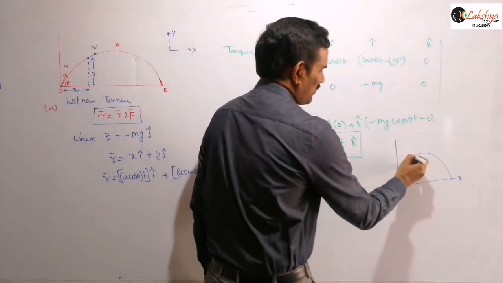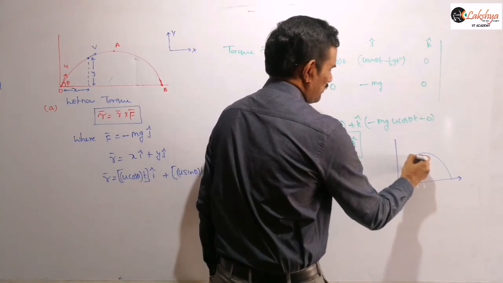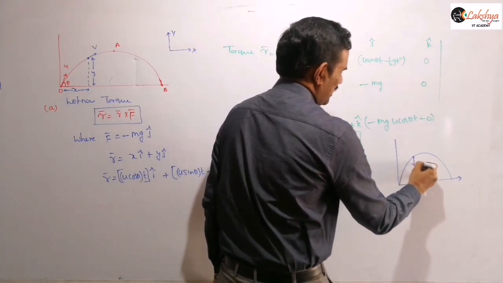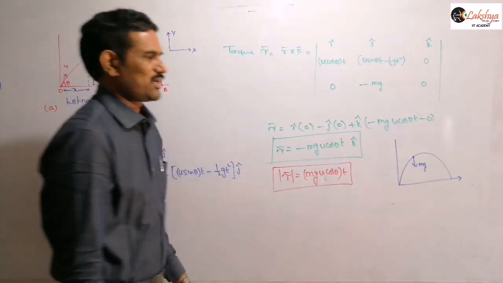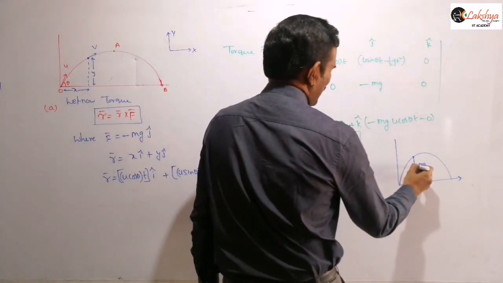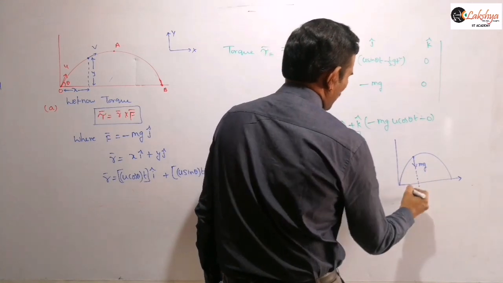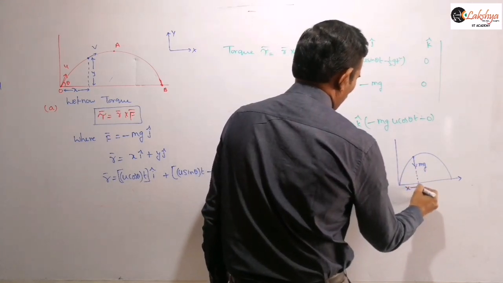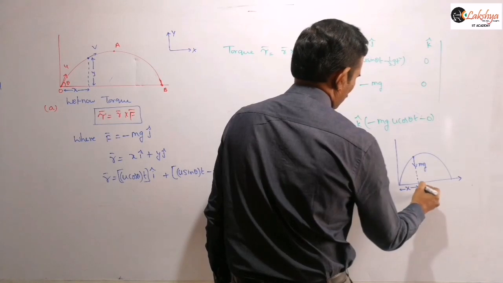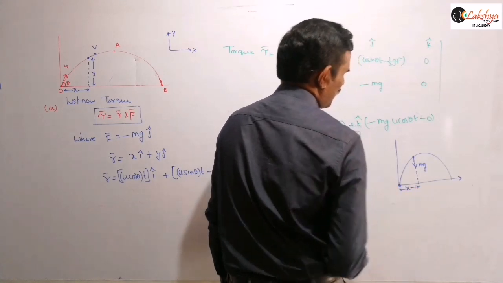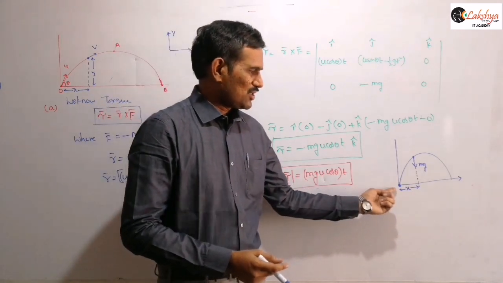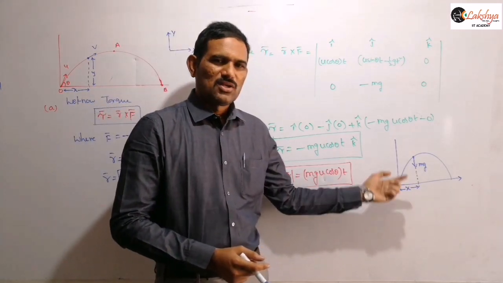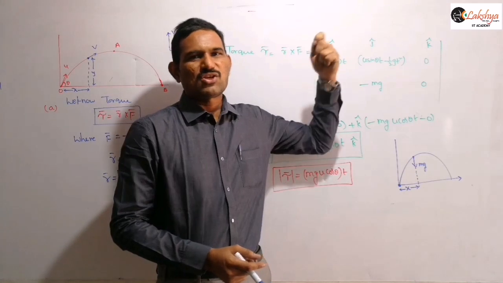At any instant of time, suppose the particle is here, then this mg is acting like this. We know the force is vertically downward, so we can write this as force into perpendicular distance. That is nothing but what we defined here. We are finding the torque about this point of projection. So let us go back to the definition of the torque.